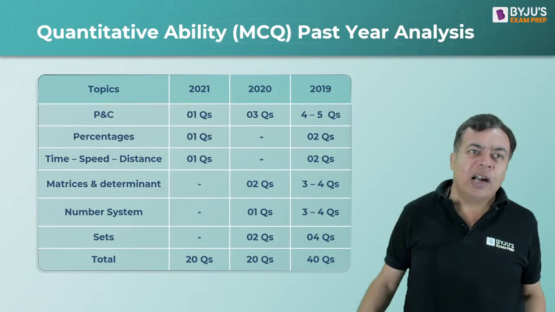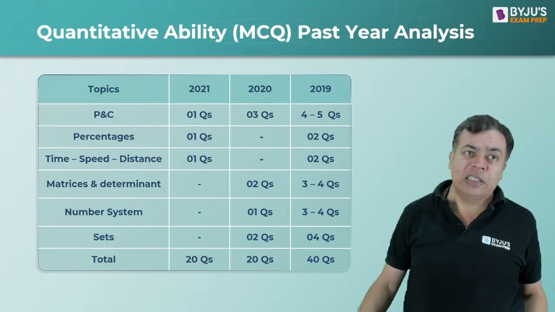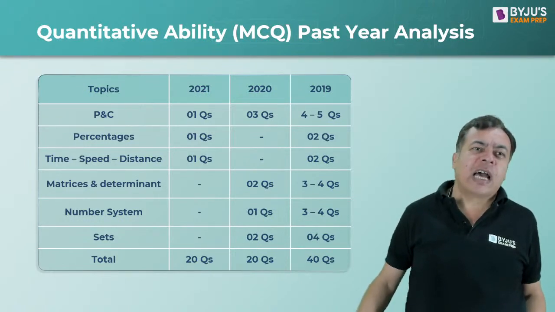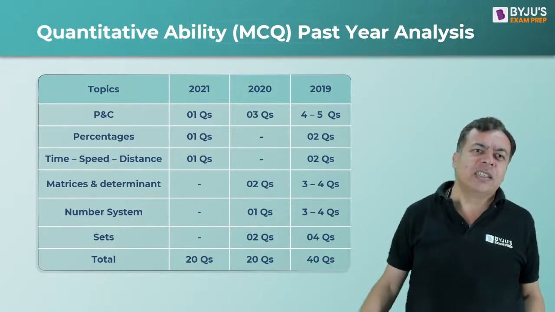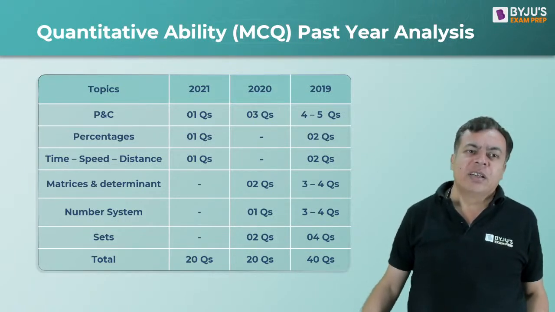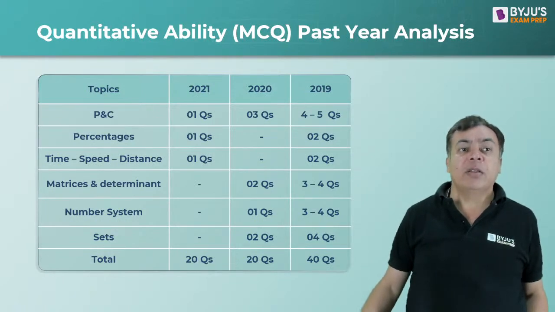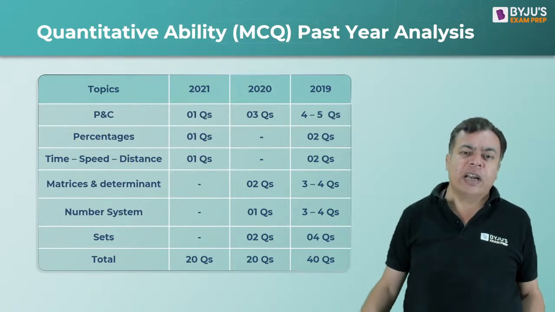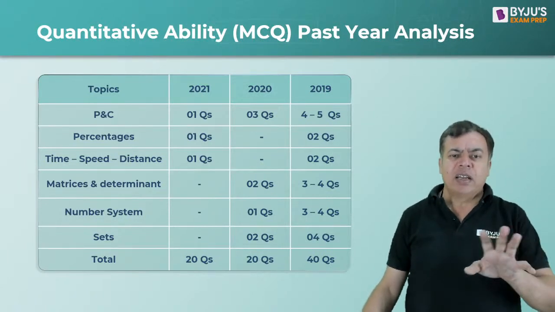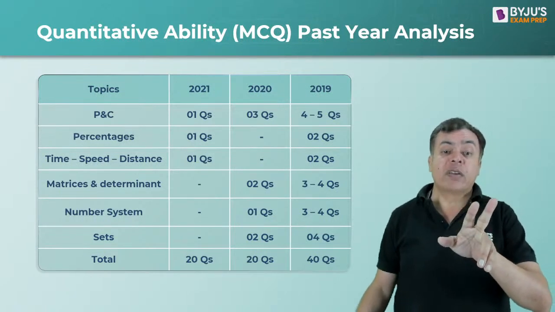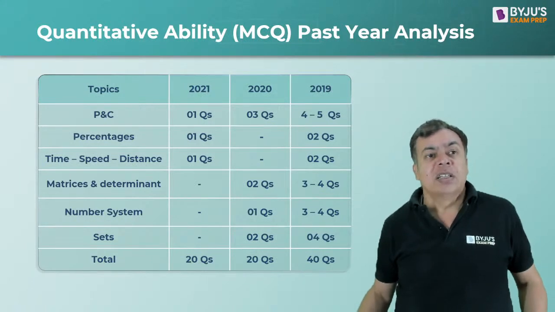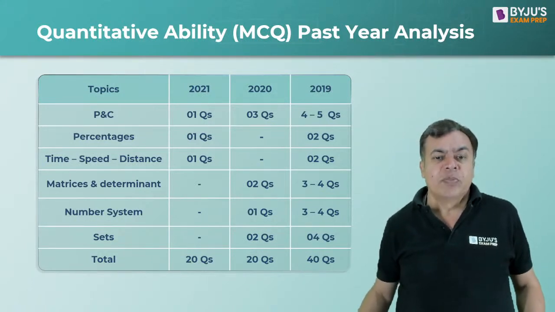If you think that you are not that good and you cannot attempt the algebra part, then there is no choice but doing arithmetic. That is time and work, time, speed, distance, percentages, averages. Work on that, and that will help. That will help you to clear your DI part also. Generally, they will have one set. In 2021, it was a lesser number of questions. Otherwise, generally they have one set of DI.